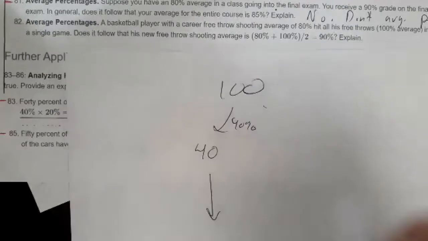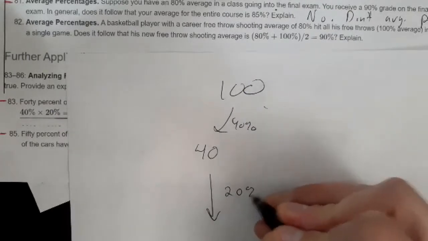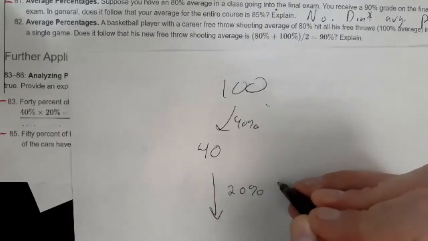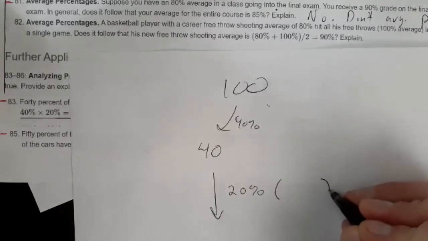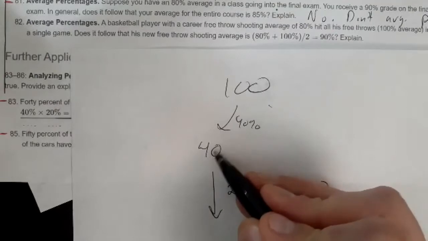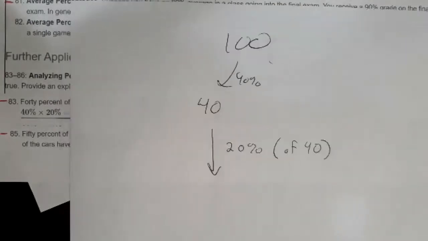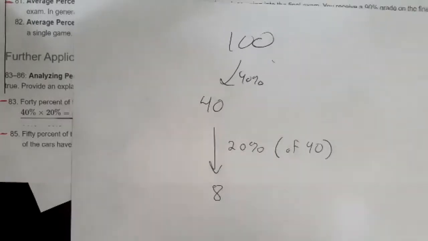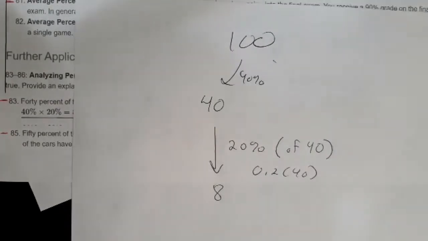Now we want to take more. We're taking 20% of what number now? Of 40. We're taking it out of that 40. If you take 20% out of 40, that gives you 8. So we go 0.2 times 40 if you really want to, right? But you should be getting 8.